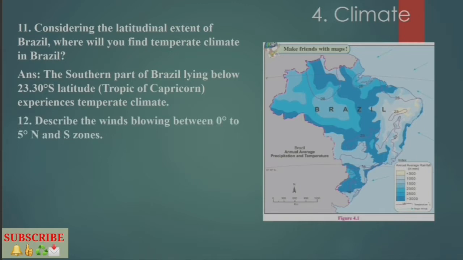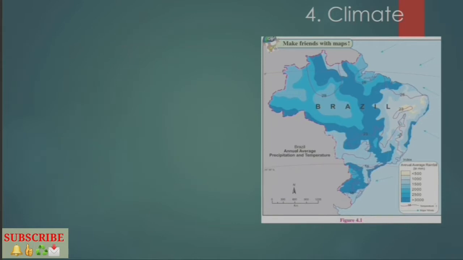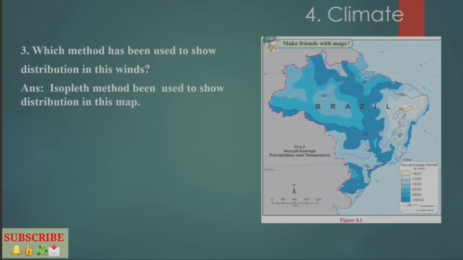Question 12. Describe the winds blowing between 0 degree to 5 degree north and south zones. The answer is, the winds blowing between 0 degree to 5 degree north and south zone move in the vertical directions. That leads to convectional type of rain. The northeast and southeast trade winds are very weak in this region. Now the next question, which method has been used to show distribution of these winds? The answer is, isopleth method has been used to show distribution in this map.